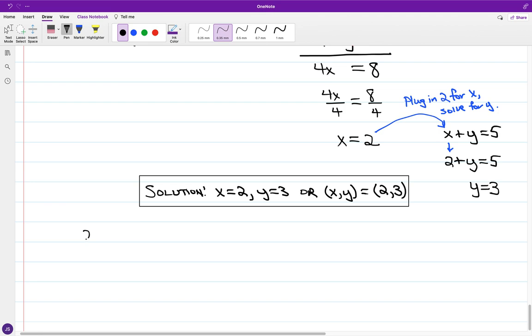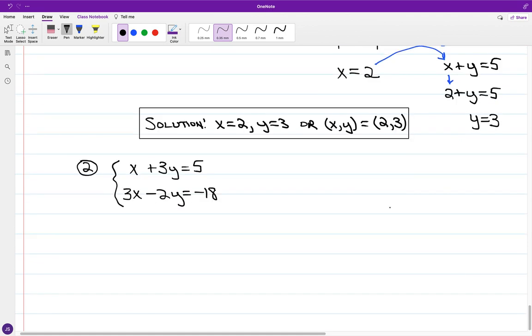And let's say we have a second case, where the method of addition is not quite so automatic. Let's say that for this system we have x plus 3y is equal to 5, and 3x minus 2y is equal to negative 18. All right, so I have this system of equations.